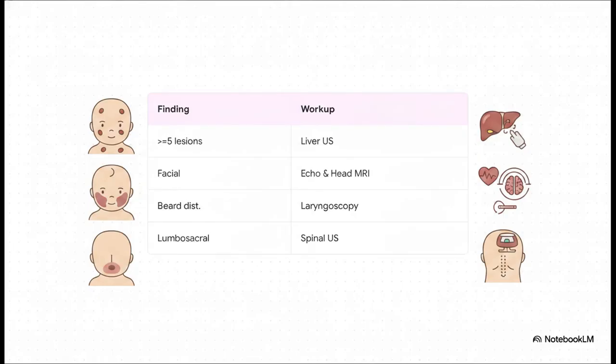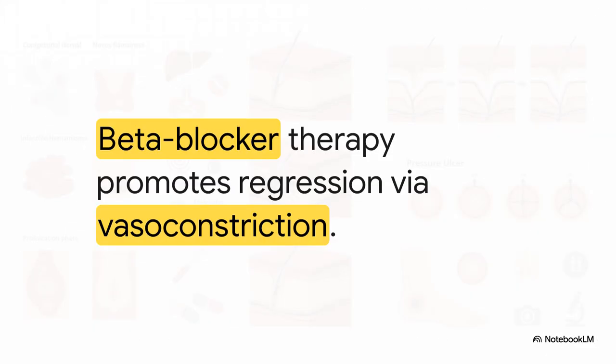But you need to know the specific clinical triggers that dictate when an infant needs advanced imaging or endoscopy. If there are 5 or more cutaneous lesions, trigger a liver ultrasound. For facial or segmental lesions, you evaluate for PHACE syndrome using an echocardiogram and a head MRI. If the lesion is in the cervical, facial, or beard distribution, that requires a laryngoscopy to check the airway. And lumbosacral lesions require a spinal ultrasound. For high-risk infantile hemangiomas, meaning those with airway obstruction, visual impairment, or hepatic involvement causing high-output heart failure, the first-line treatment is beta-blocker therapy. Specifically, propranolol promotes regression via local vasoconstriction.